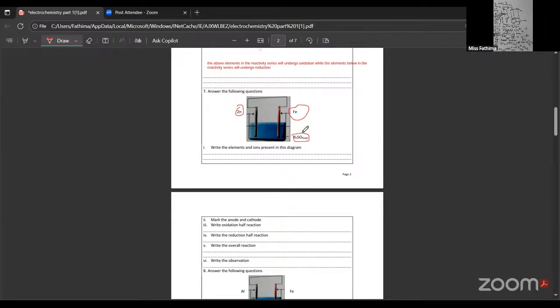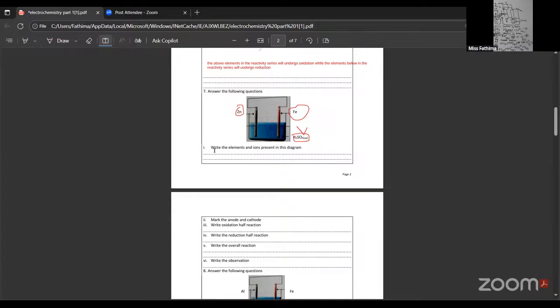This SO4 2 minus, what will they do? They will break up and they will form H plus and SO4. In addition to that, water is present. It is in the aqueous medium, therefore water is present. If a water molecule breaks, they will form H plus and OH minus. Then what are the ions and elements?